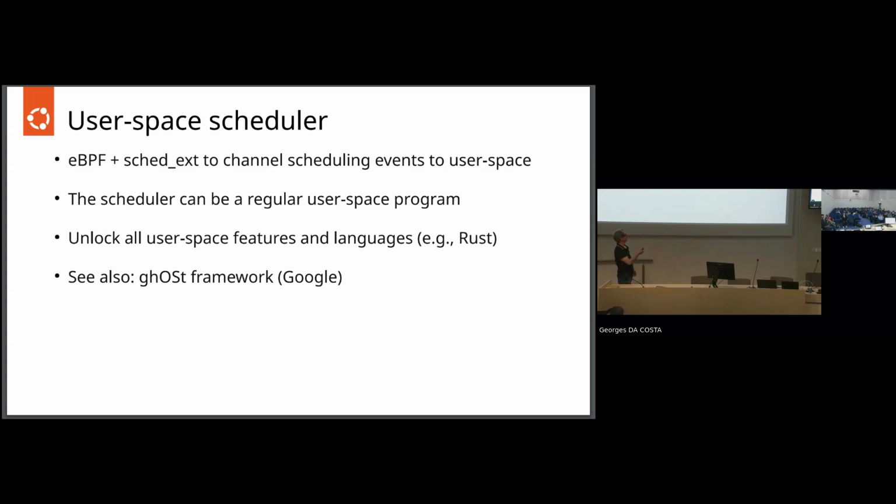I picked Rust because I just wanted to learn Rust, no particular reason. But potentially, once you have the BPF layer, you can write any kind of binding to C or even Python or Go, whatever. We can link the scheduler to any kind of user space library.